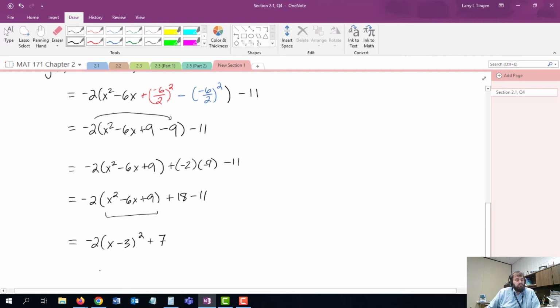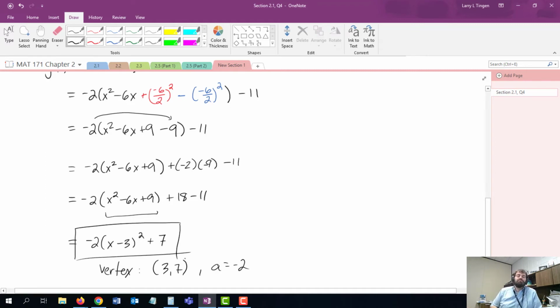And then everything should look familiar here. The vertex, 3, 7. a is negative 2. So those are the two ways to tackle it. But that's how you go from your standard form for a quadratic to vertex form.